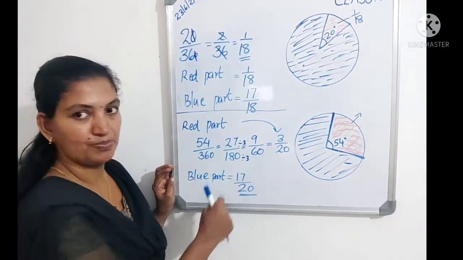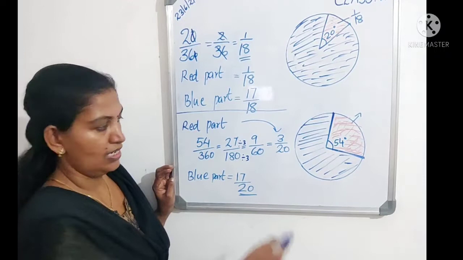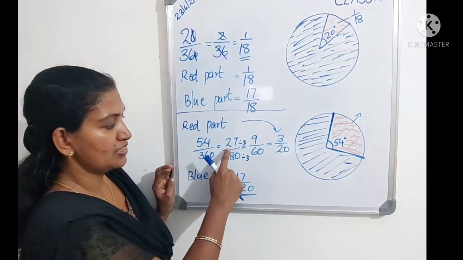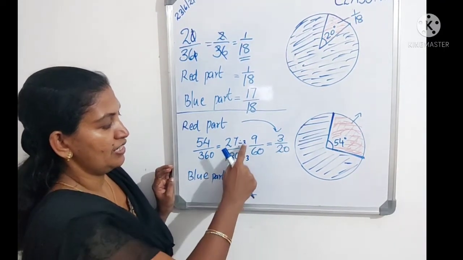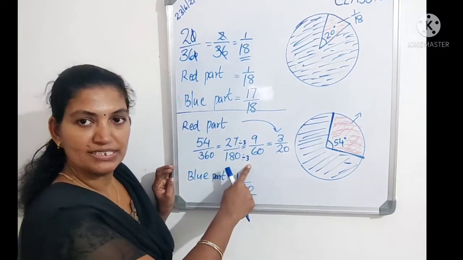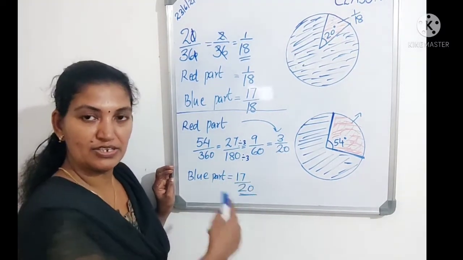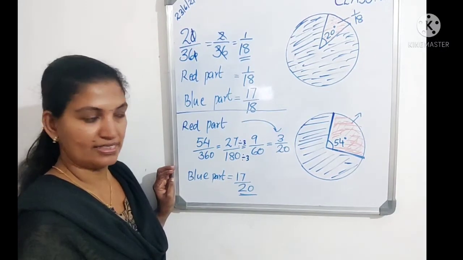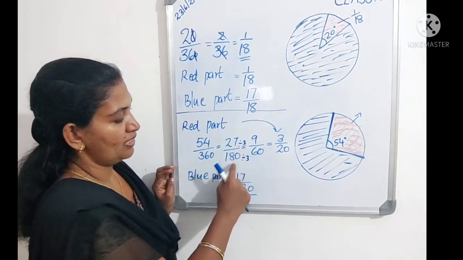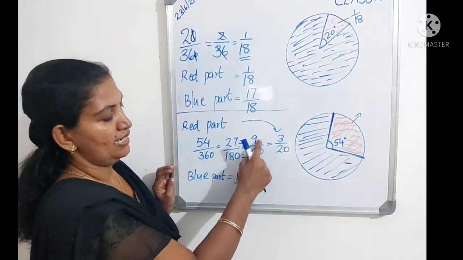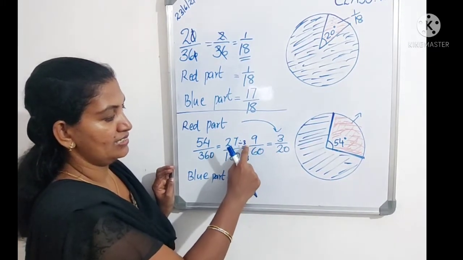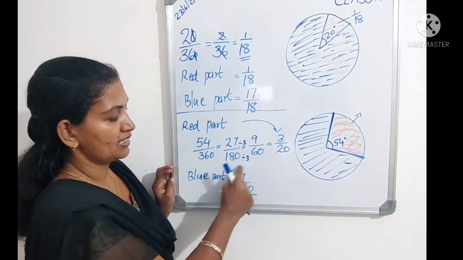We write the half of both. Again we have to write in the least form. That is 27 by 180. Numerator and denominator are divided by the same number to write in the lowest form. So 27 and 180 divided by 3. That is 9 by 60. That is 9 3s are 27 and 6 3s are 18.